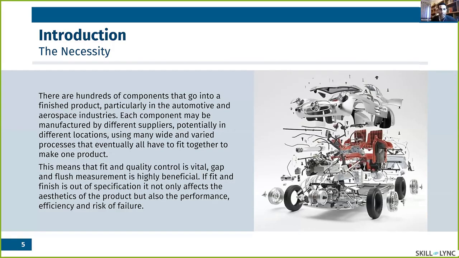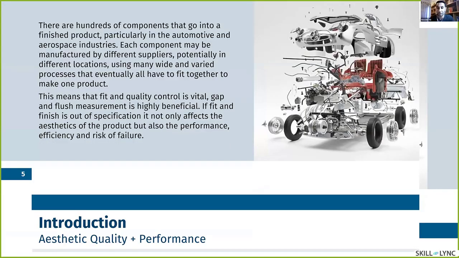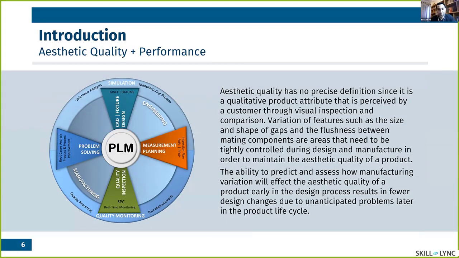So let me tell you more about the aesthetic or cosmetic quality of the car, which has no precise definition, since it is a qualitative product attribute that is perceived by a customer through visual inspection and comparison. Variation of features such as the size and shape of gaps and the flushness between mating components are areas that need to be tightly controlled during design and manufacture in order to maintain the aesthetic quality of a product.